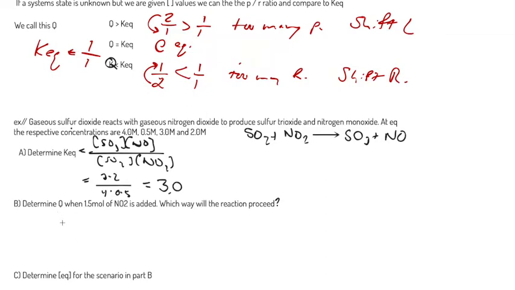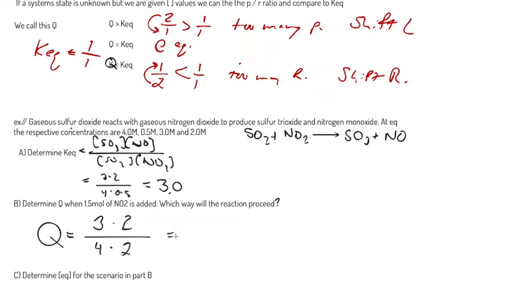Our Q now we can calculate the same way we did before. Q is products over reactants. We still have the 3 moles per liter, the 2 moles per liter, divided by the 4 moles per liter, and our now 2 moles per liter on the bottom.